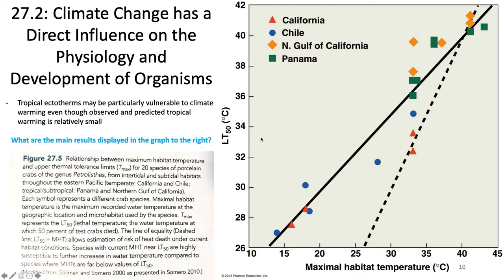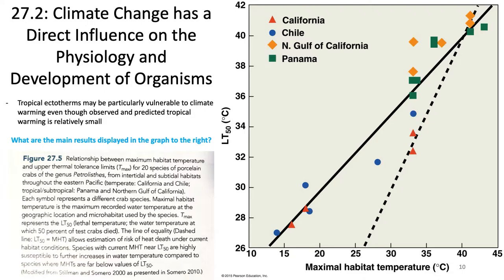Now let's look at populations closer to the equator. These populations in Chile and California aren't already living at their temperature maximums because they're farther away from the equator. Now let's look at sites where crab species were much closer to the equator, in Panama and the North Gulf of California. Let's take this one, for instance. The maximum habitat temperature is about 42.5, and the LT50 for these crabs is already 41. So they're a degree away from cook-them-to-death temperatures.